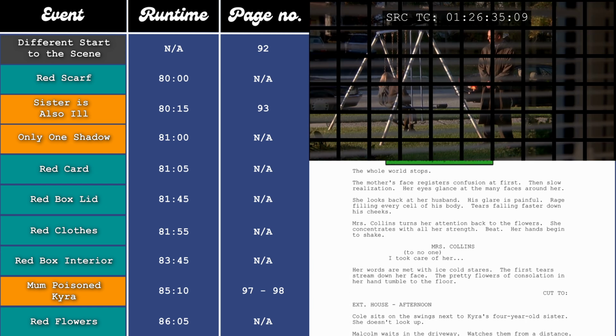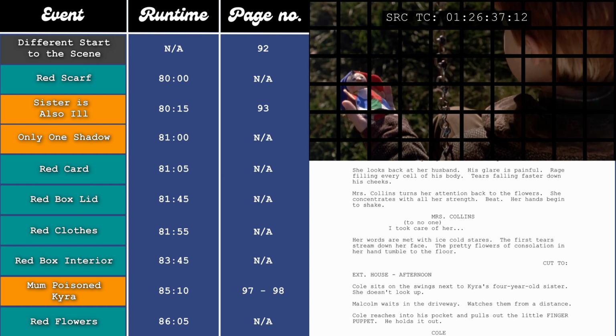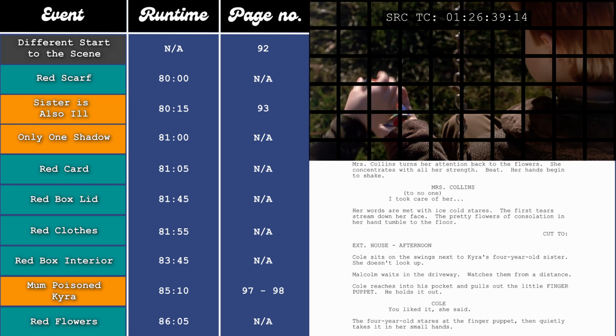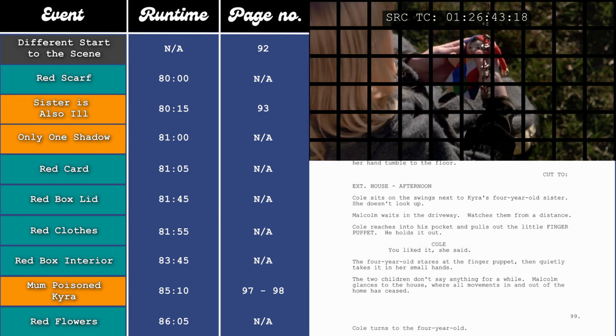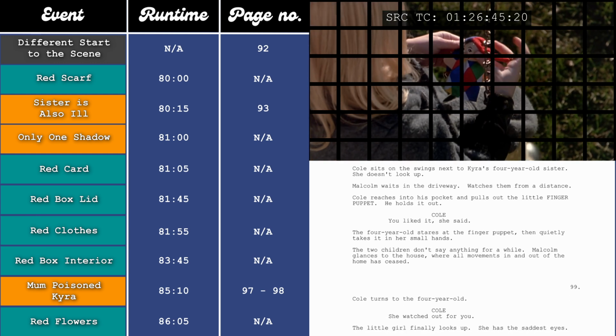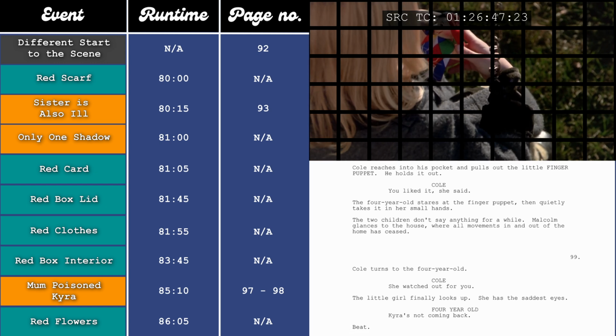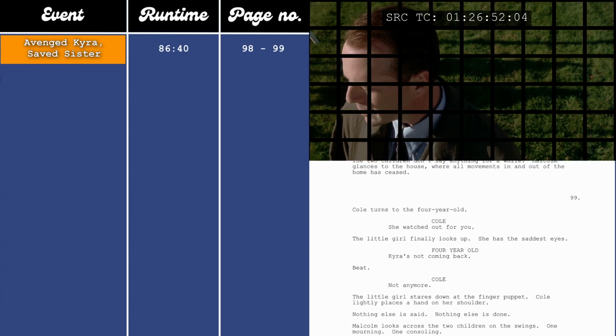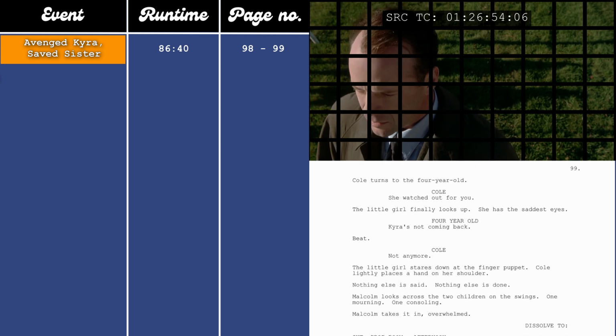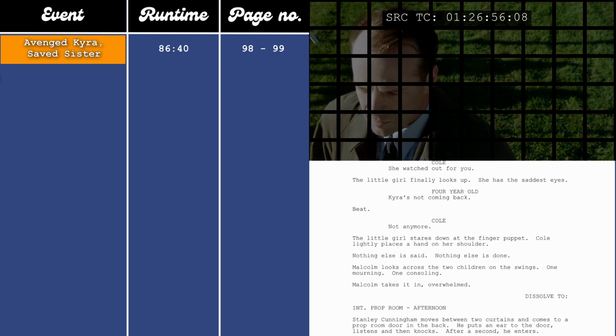This leads to the catharsis of the scene, with Cole consoling Kira's little sister. Cole finally putting his gift into practice, having helped the family understand what happened and gain closure. And if we bring back that line from earlier about the younger daughter starting to get ill, we now know it was the mum that caused it. So Cole has not only avenged Kira, he's saved the younger daughter's life as well.